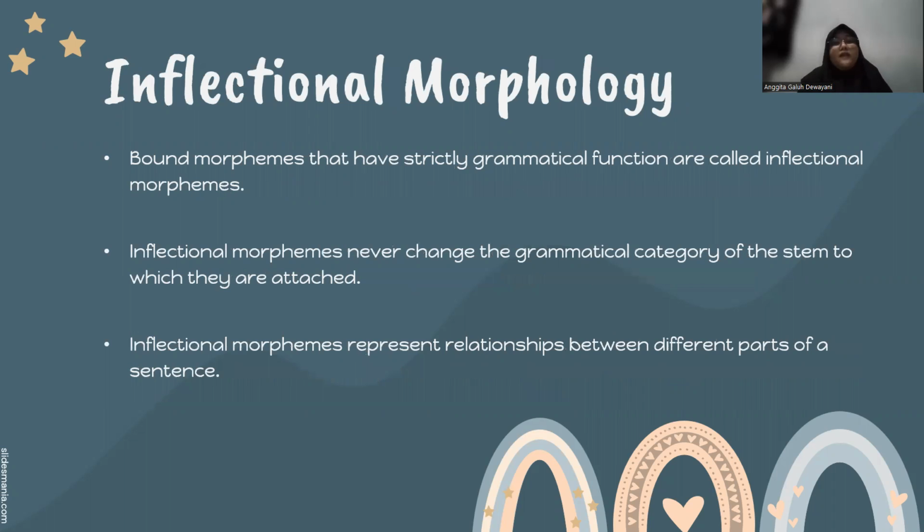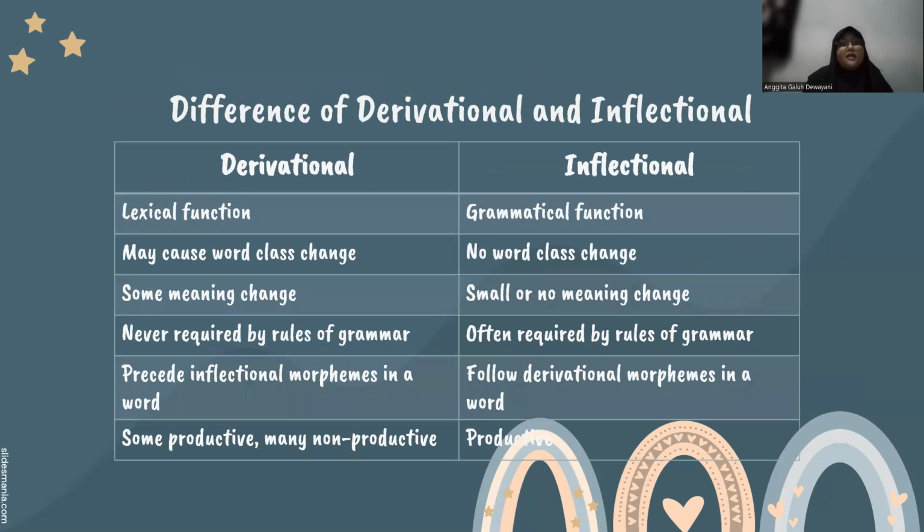The next one is inflectional morphology. Bound morphemes that have strictly grammatical function are called inflectional morphemes. Inflectional morphemes never change the grammatical category of the stem to which they are attached. Inflectional morphemes represent relationships between different parts of a sentence. This is the clear difference between the derivational and inflectional.